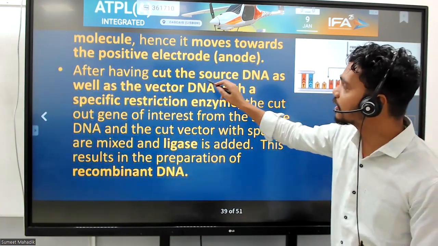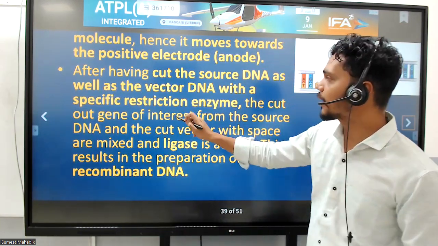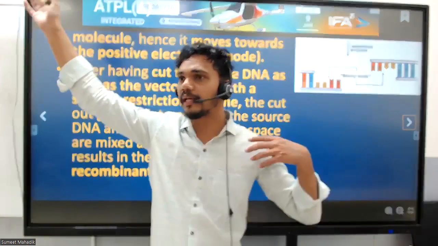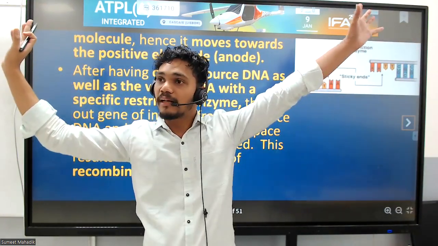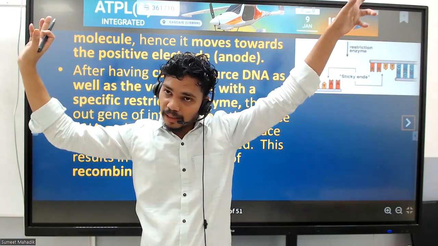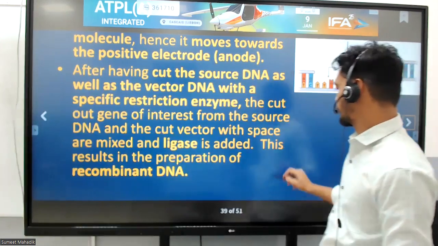So after cutting the source DNA as well as the vector DNA with a specific restriction enzyme, on one side we are preparing fragments of the desired DNA, and on the other side we are cutting the vector, and now those both are joined. Same steps.